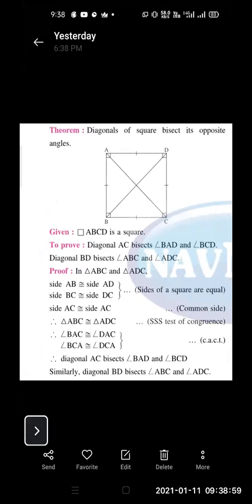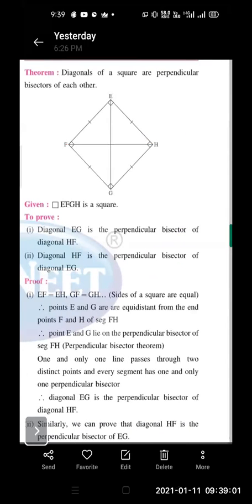Next, similarly we can prove that the diagonals of a rhombus are perpendicular bisectors of each other. The same proof we can give to find out whether diagonals of a rhombus are perpendicular bisectors of each other.